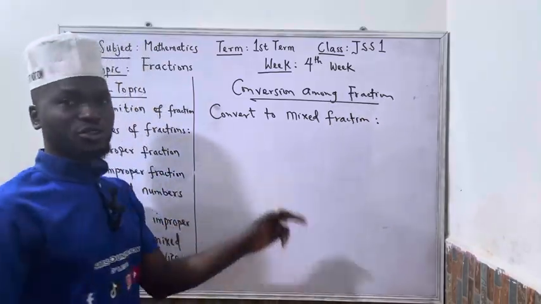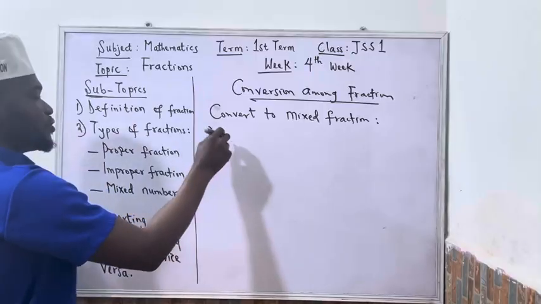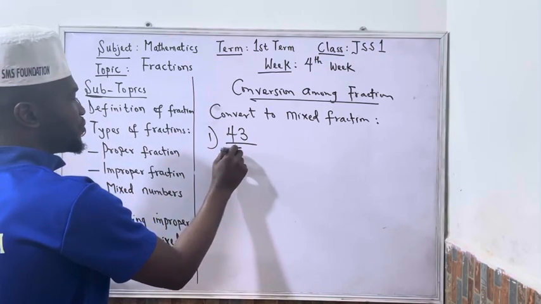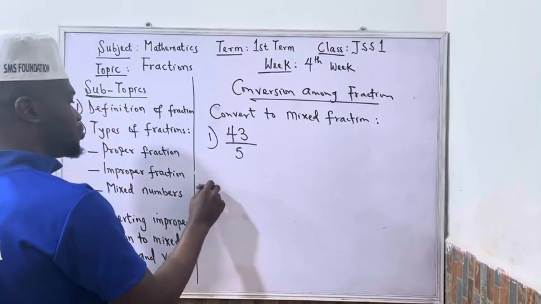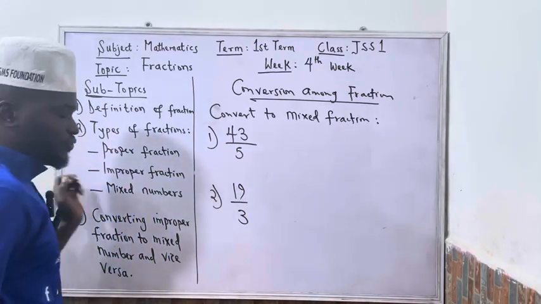So the question must already be in improper fraction. You want to change it to mixed. Let's say question 1, 43 over 5. Question 2, 19 over 3. Very good.